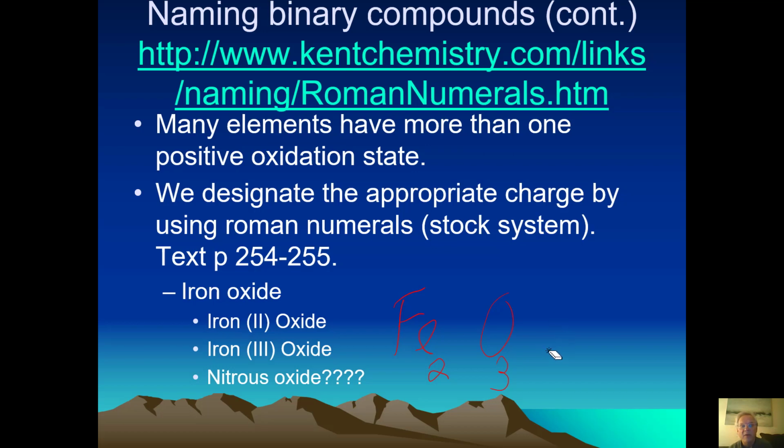I do not have to reduce this. The difference is this iron oxide is the ore. This is ore. This is what comes out of the ground. And this iron 3 oxide is rust. Two very different things. We're not going to worry about nitrous oxide. So let's go back to that worksheet.